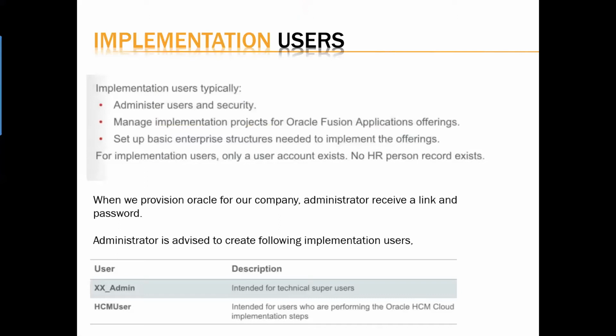As I said, when you provision Oracle for our company, the administrator receives a link and a password. Once we get the password, we will have that checklist. Once we have the checklist, the next step is to create the following implementation users. One is XX_admin, that can be OEM admin or a tech admin, or whatever we decide. In our company, based on whatever way we are implementing our typical in-house projects or ERP projects, we will segregate the duties accordingly and create the users. Typically XX admin and HCM user.